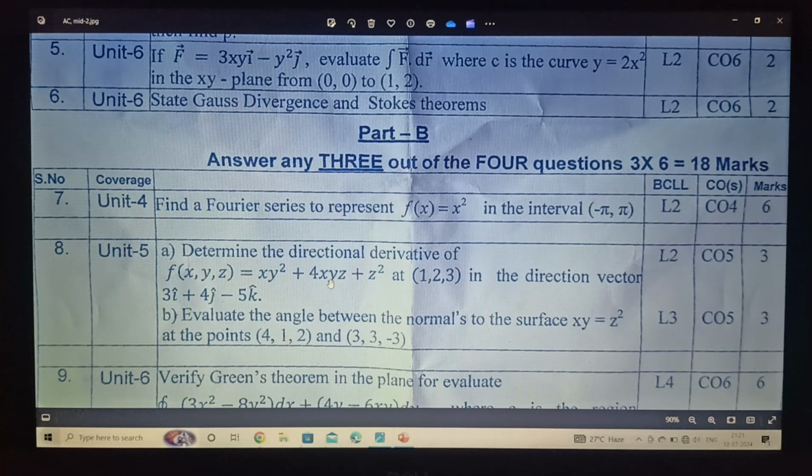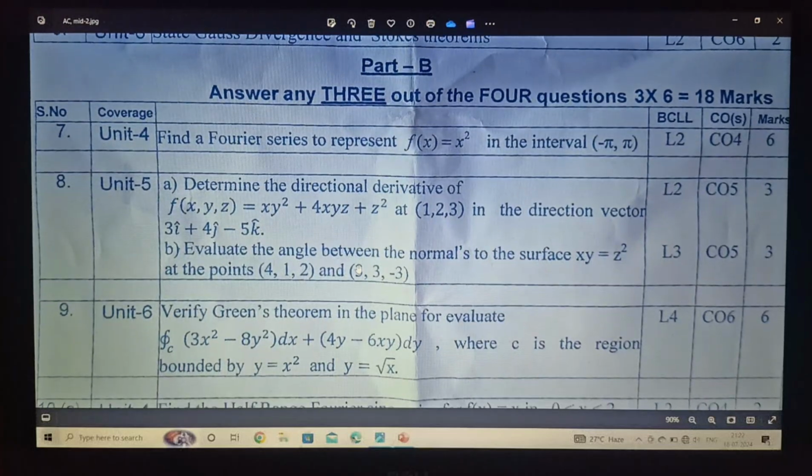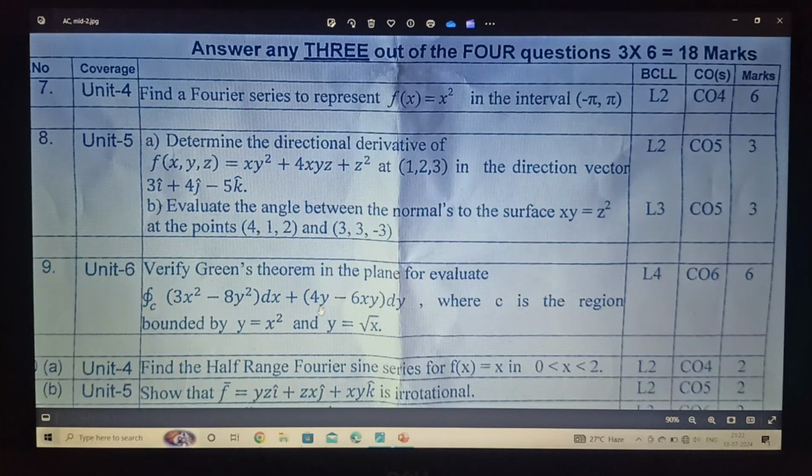Next, from unit 6, the question is: verify Green's theorem in the plane for the given integral. This is also a very important long question. This is a general question and it is most likely to repeat. This is also an important question, so do practice. Your given region is bounded by two parabolas. This is the most important.